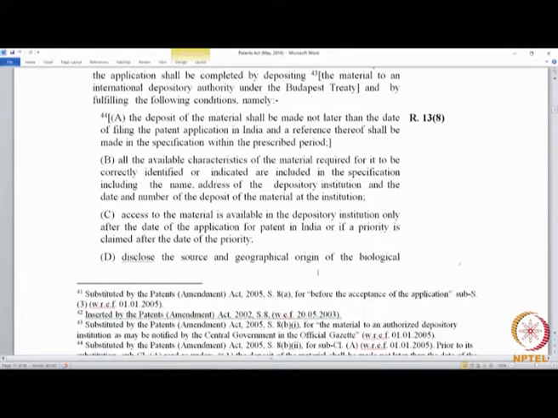And access to the material is available in the depository institution only after the date of the application for patent in India, or if the priority date is claimed, after the date of priority. So, if anyone needs to access this material, that is allowed only after the date of application of the patent or after the date of priority.